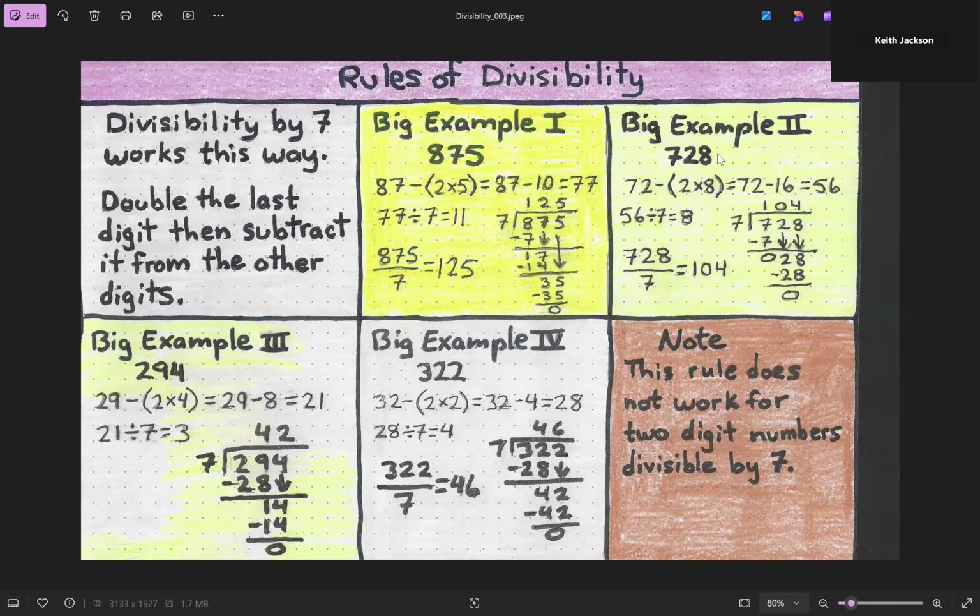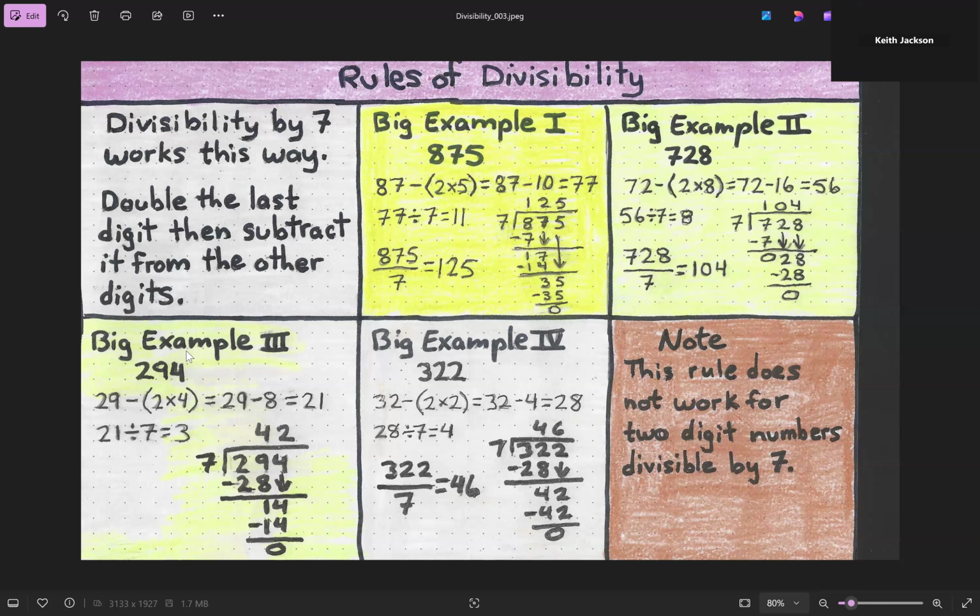We have 728, and we're going to double that last digit, or multiply it by 2. We know that 72 minus 16 will give us 56. We know that 56 is divisible by 7 because 56 divided by 7 will give us 8. That lets us know that 728 is also divisible by 7. And when we look right here, we will see that 728 divided by 7 will give us 104.